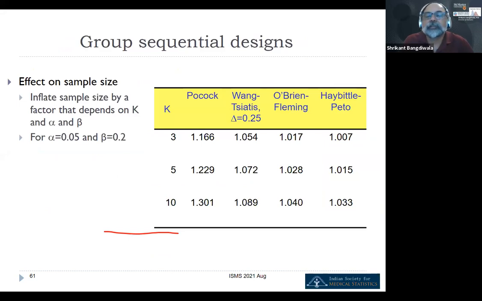What is the impact that this may have on the sample size? Well, very little. The O'Brien-Fleming and the Haybittle-Peto, even with 10 looks, only inflate the sample size 4% or 3%. Okay. Pocock is pretty bad. This is another reason why Pocock is not used, because it inflates the sample size quite a bit, you know. So that's why.